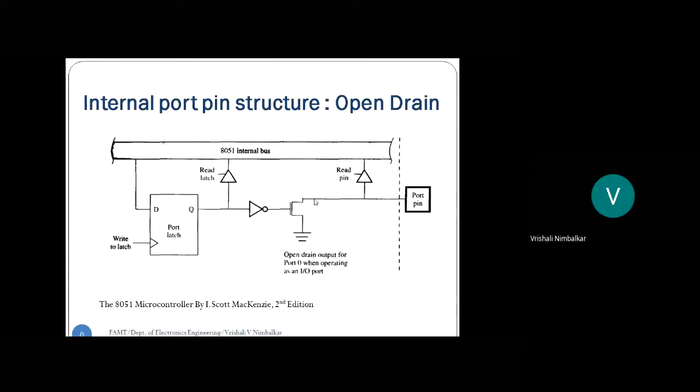And hence, logic 0 appears on the pin. But when the MOSFET is off, what do I expect? The pin should show logic 1. So the MOSFET is off, which means this is an open circuit at the ground. There is no other connection coming to the pin. So what happens? Logic 0 will remain logic 0.